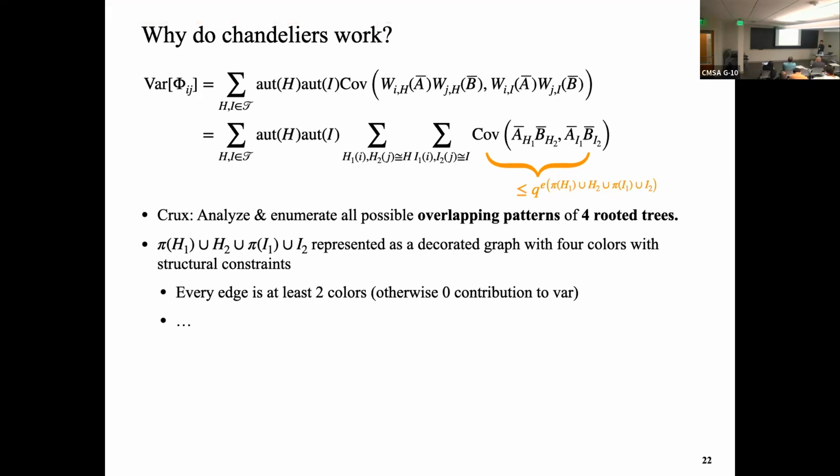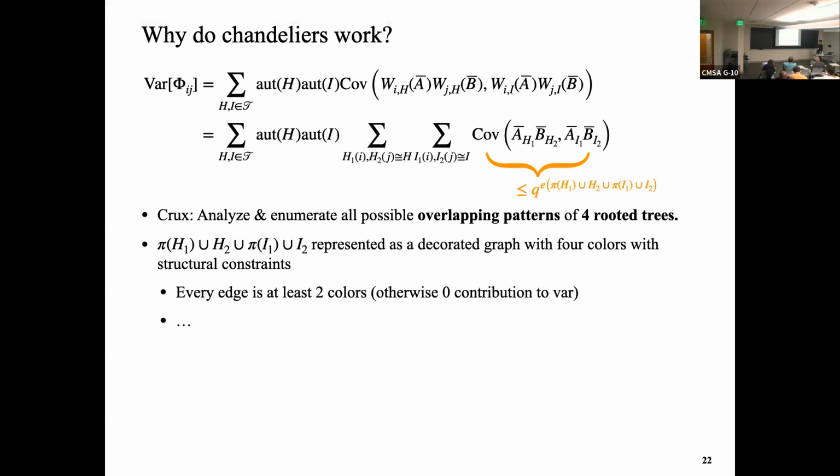So essentially there are four copies here, and then you need to compute the covariance between these signed subgraph products. So some simple bound, which is not what we actually did, but kind of makes the point here, is that you can control this covariance by the number of edges in the union of these four copies, right?